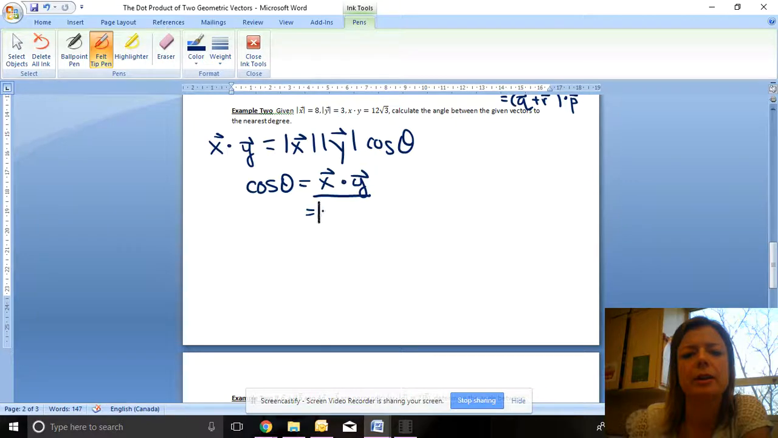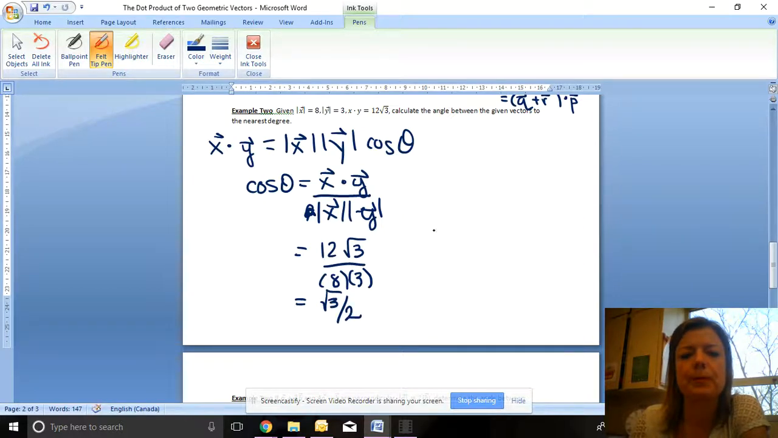Sorry, over. Get rid of that equal sign. Okay, so this is just equal to 12 root 3 over 8 times 3. So this is 24, so 12 over 24 is 1 over 2, so you get root 3 over 2. So from our special triangles, we know that theta is equal to 30 degrees, because it says to the nearest degree. Okay, so that's example 1.